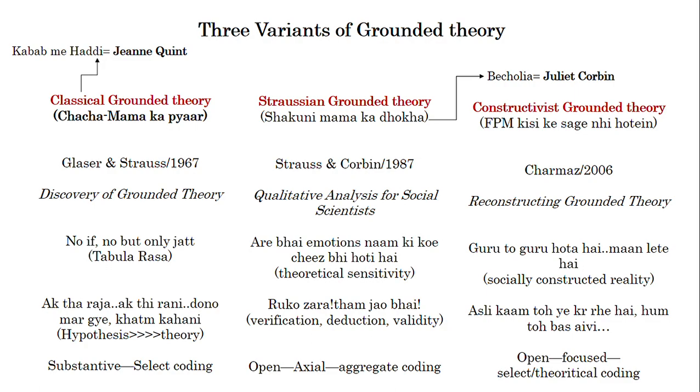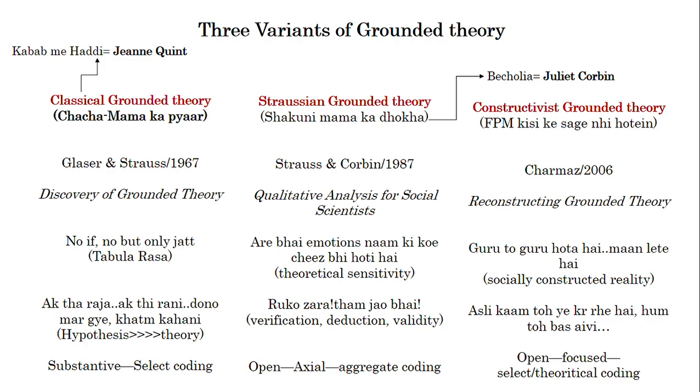As you can observe, from classical grounded theory to constructivist grounded theory, there has been a transition. Classical grounded theory was more like a pure science where x is equal to y, y is equal to x. In Straussian grounded theory, x is equal to y, but y is not equal to x. Whereas in constructivist grounded theory, x is equal to y, y is not equal to x, and x is also equal to z, x is also equal to w, x is also equal to a, and so on. So there is a continuum.